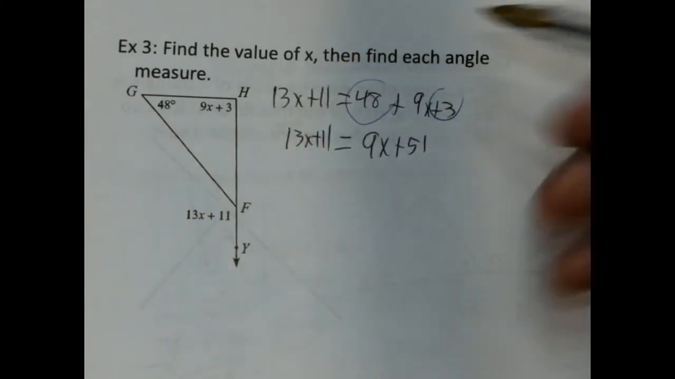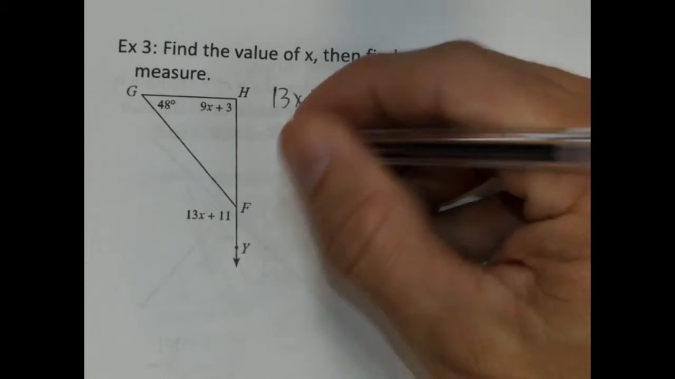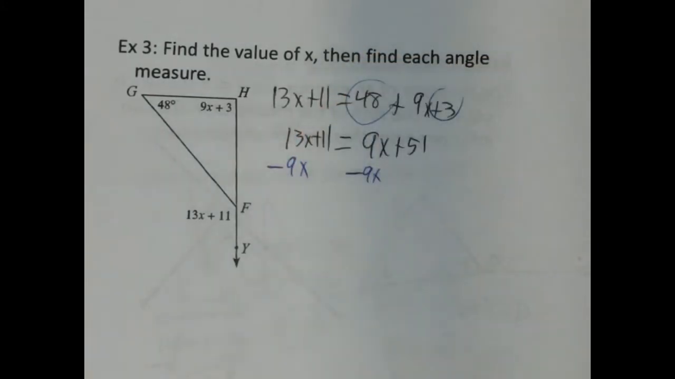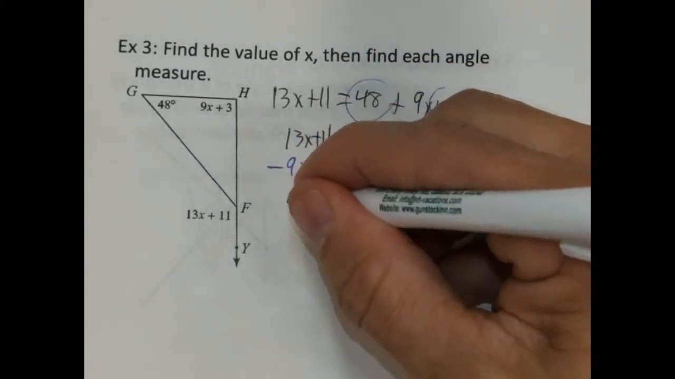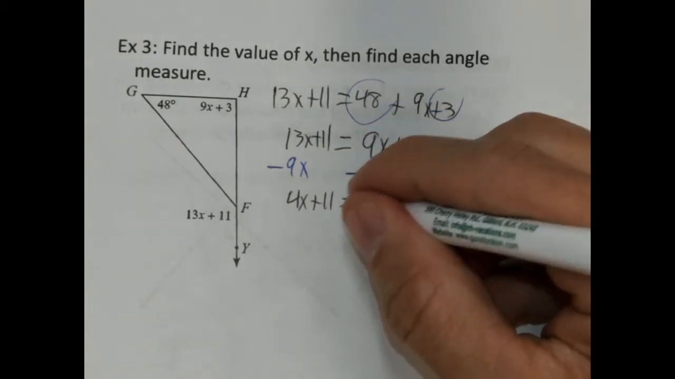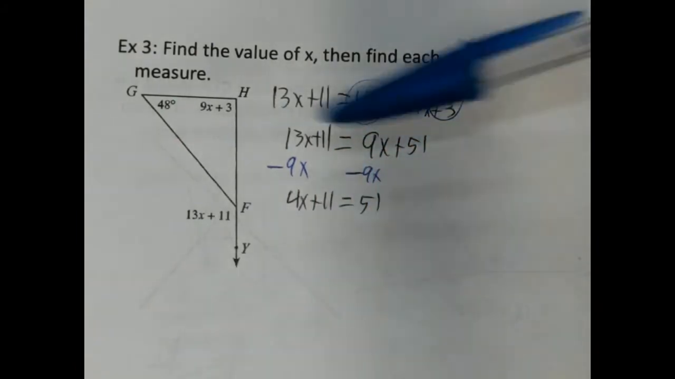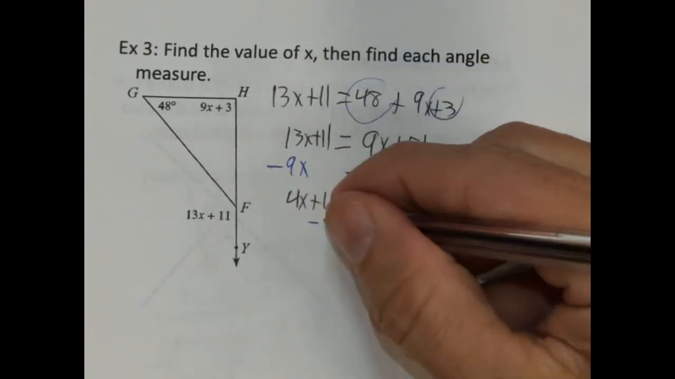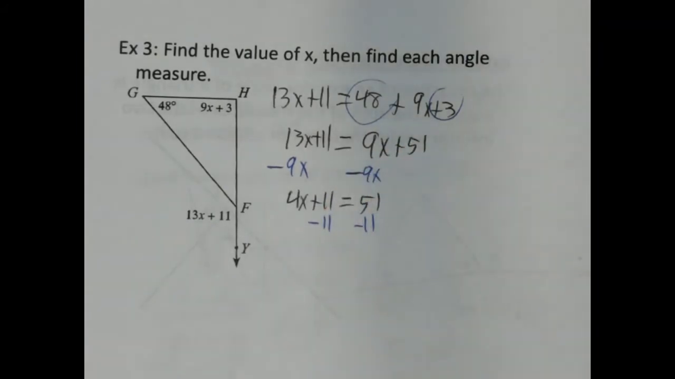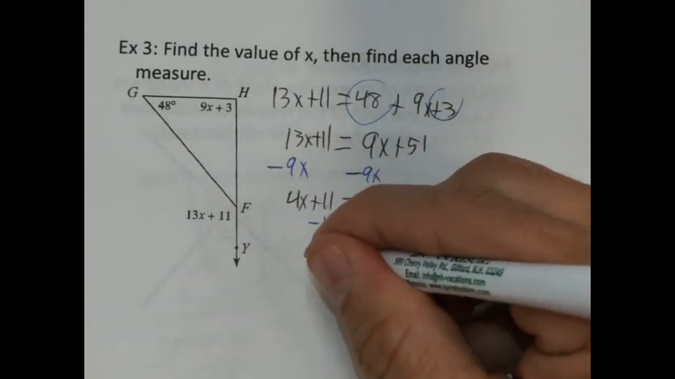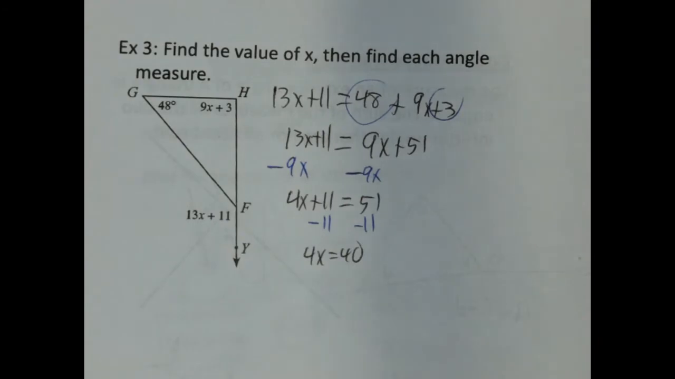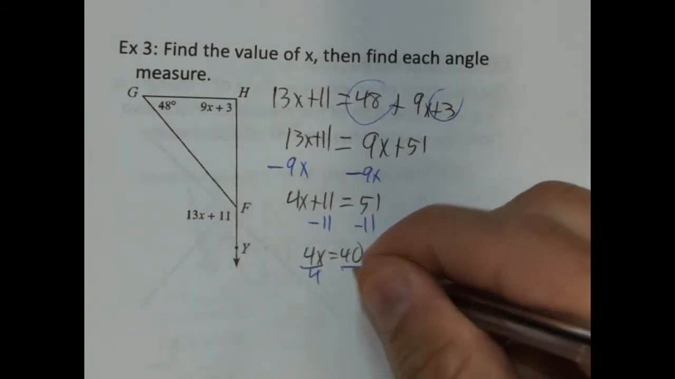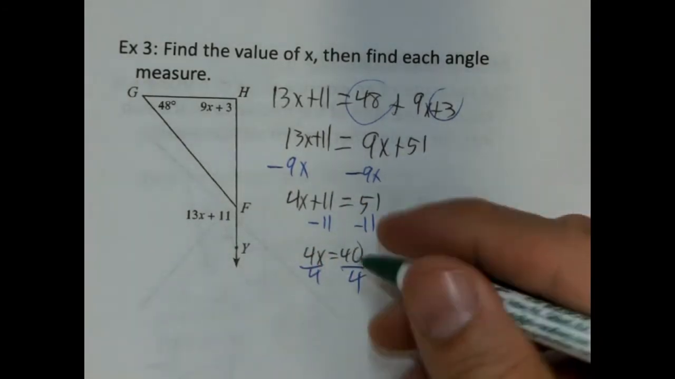Let's get the x's on the same side here. I always like to move the one with the smaller coefficient. So 13x take away 9x is 4x plus 11 equals 51. Let's get rid of the constant here, so subtract 11 from both sides. And 4x is equal to 40. Divide by our coefficient. So x is equal to 10.